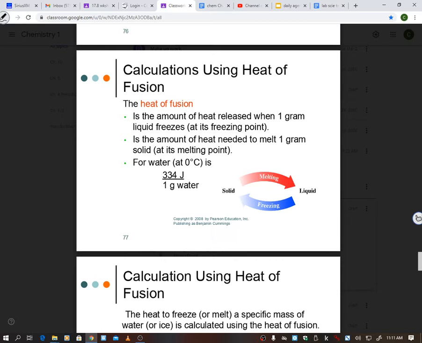Scientists have figured out that the amount of heat released when 1 gram of liquid freezes at its freezing point is the amount of heat needed to melt 1 gram of solid. So for water at 0 degrees, this is 334 joules. Now joules is the measurement of energy. So solid to liquid, liquid to solid, at 0 degrees, it's going to take 334 joules. We won't write that down quite yet. Kids will know this here in a second.